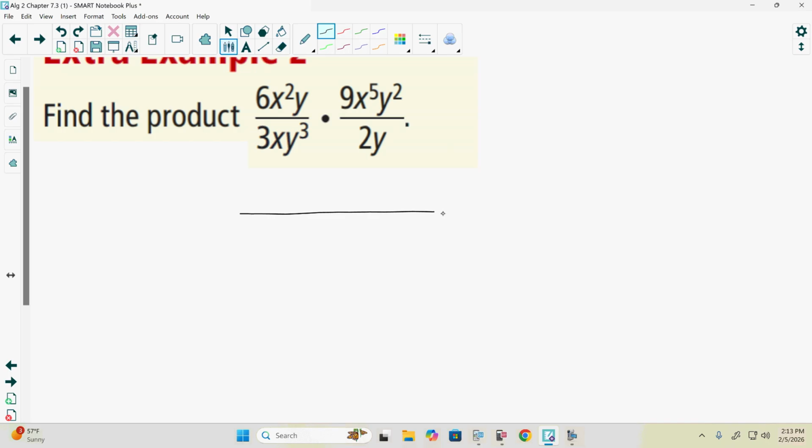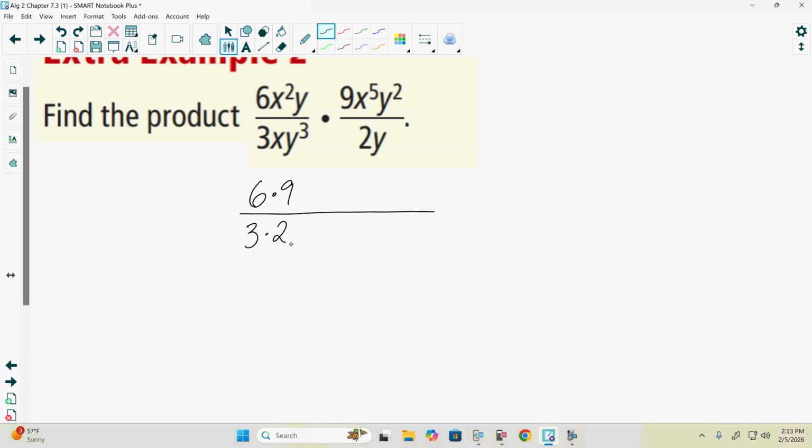Six x squared y over 3xy cubed times 9x to the fifth y squared over 2y. So for multiplying these together, we know we're going to have to multiply the 6 and 9 on top together. On bottom, our numbers, we know we're going to have to multiply the 3 and 2, yes?